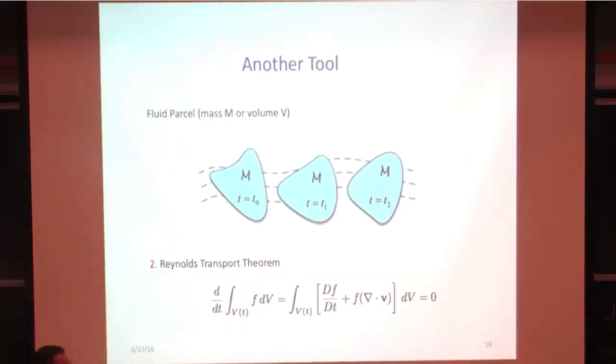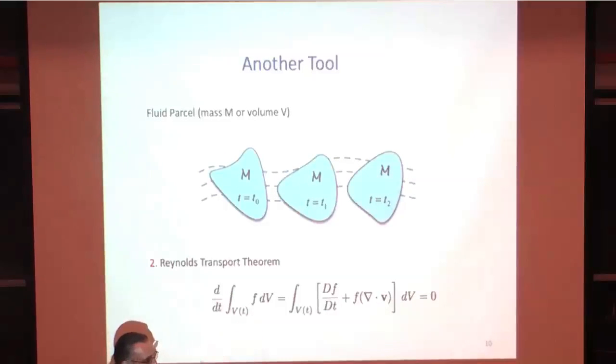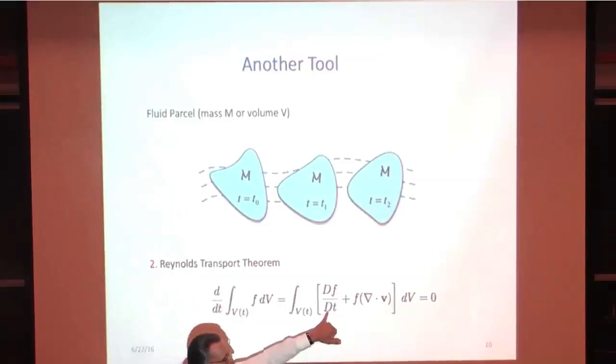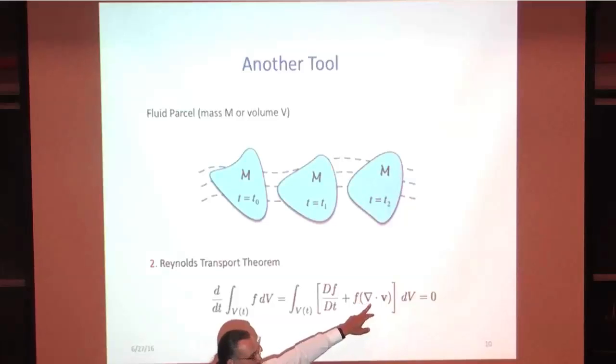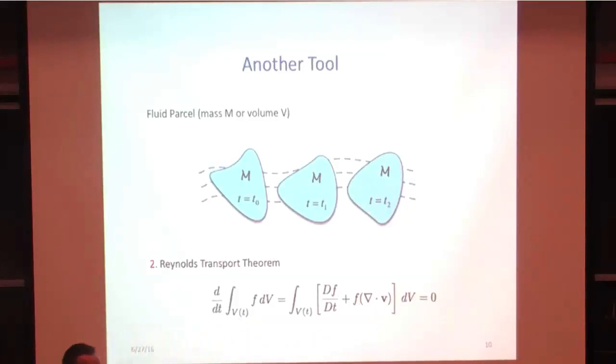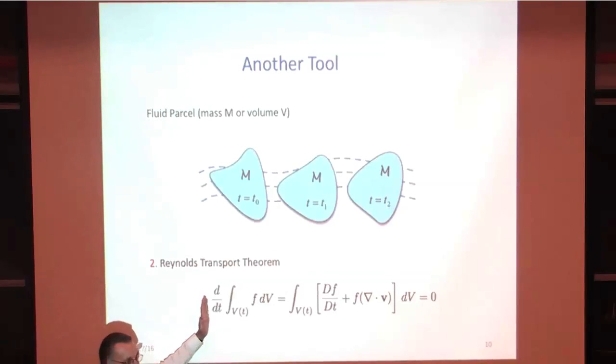over that volume. And there's this thing called the Reynolds transport theorem, which I'm not going to derive for you, that tells us how we take this derivative sign and move it inside the integral. We have a normal material derivative plus a little extra term that's the function times the divergence of the velocity. And that's called the Reynolds transport theorem. It's like the material derivative, but we have to take our derivative with respect to time inside an integral that's over a volume that varies with time.